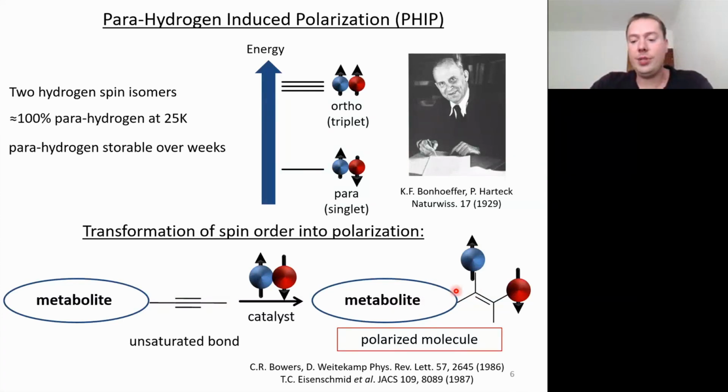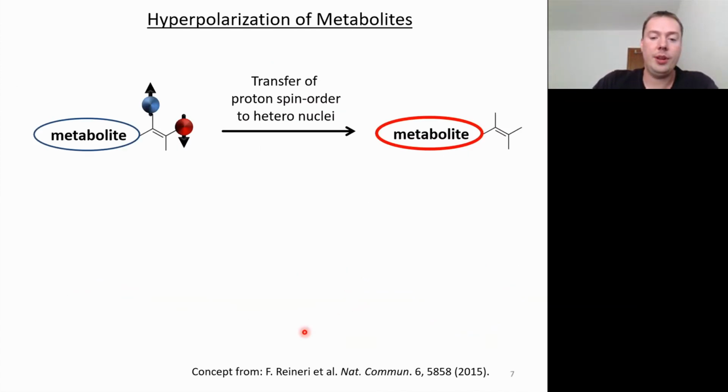So since my talk was then tailored a little bit to metabolites, I would like to show you then this interesting technique that came up some 5 years ago, introduced by Francesca Reineri and Silvio Aime, where they actually made use of this hydrogenation reaction, and you have your hyperpolarized proton order, and you then somehow transfer the spin order to a heteronucleus, which is inside the metabolite.